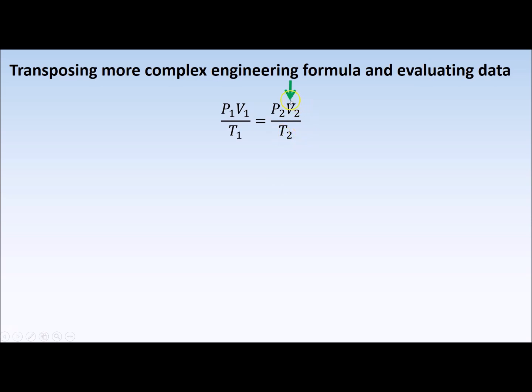So in this example, we know what P1, V1, and T1 are. We know what P2 and T2 are, but we don't know what V2 is. So we need to transpose the formula to find out what V2 is. It's not V squared, it's just V2. The subscript is telling us that it's a different state. It's volume, but it's a different state.